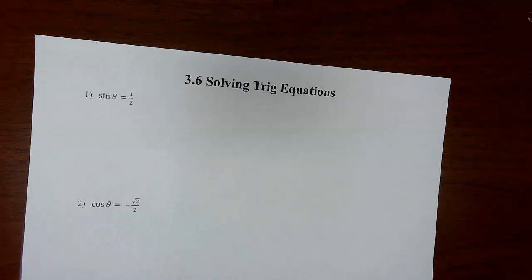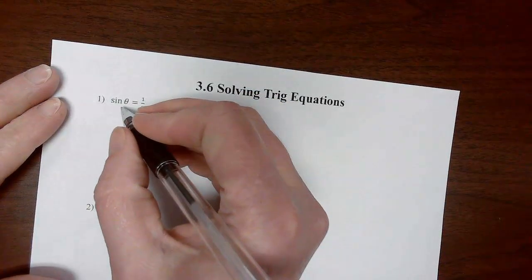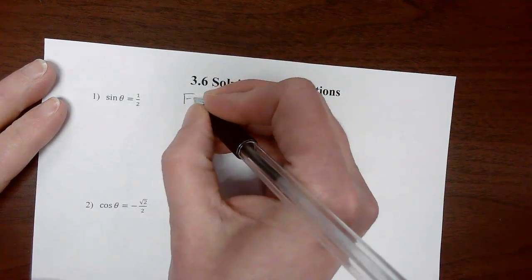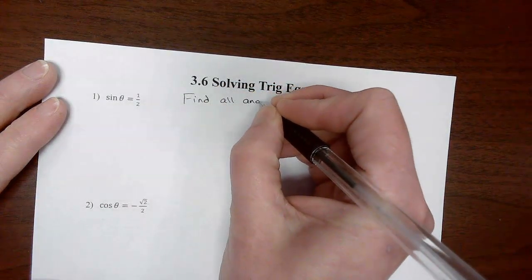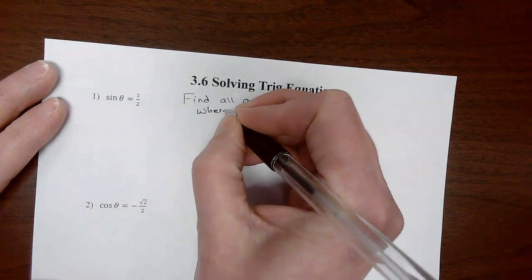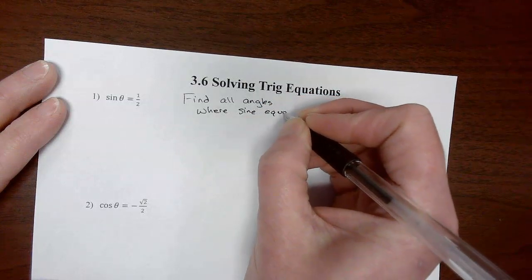We have looked at trig equations before, and now we're going to revisit them. But we're going to look at these a little differently. What we're going to be looking for is, so we have sine of theta equals 1/2. What this is telling me is to find all angles where sine equals 1/2.